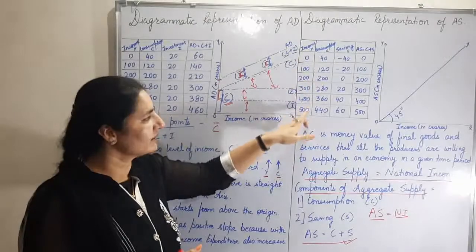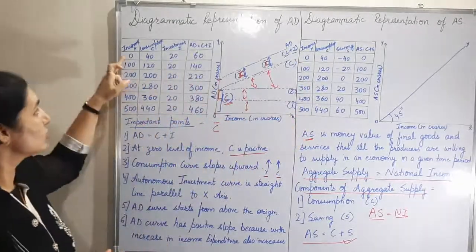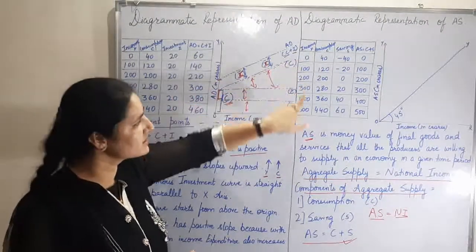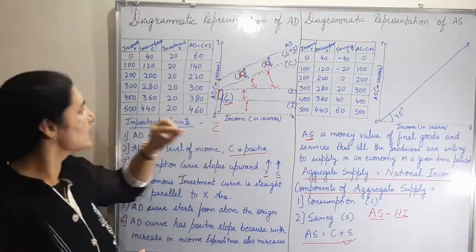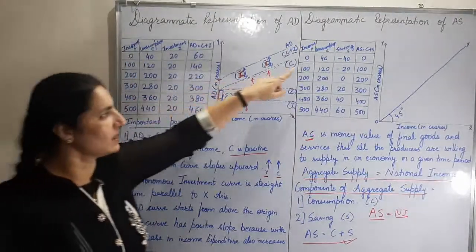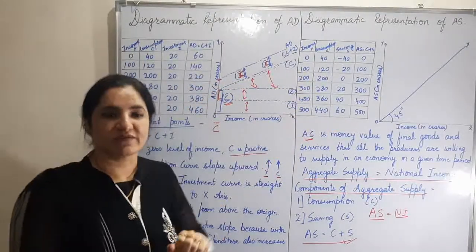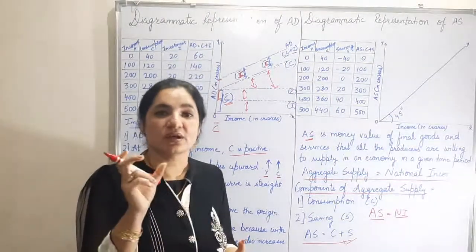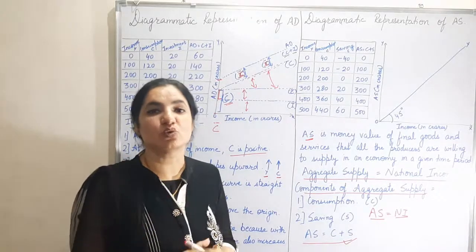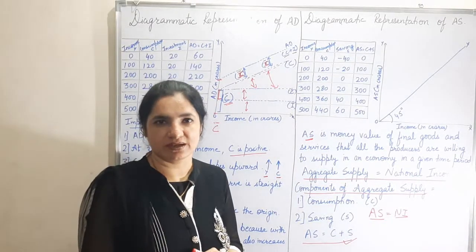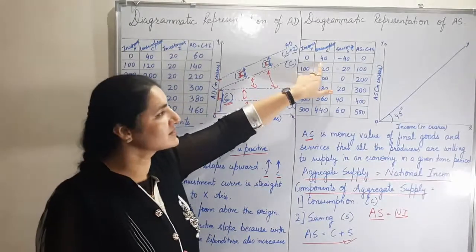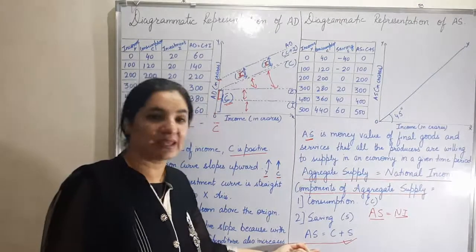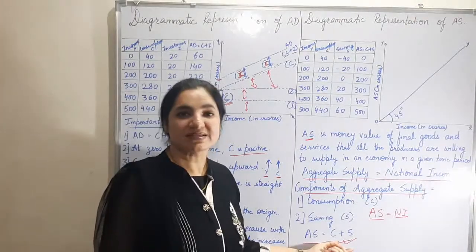The income levels are taken similar. See, here also we have taken income level from 0 to 500. Here also it is 0 to 500. Consumption is also taken the same, so that we can arrive at saving. Now how are both concerned? What I said is consumption and saving, these are the two components of national income. So whatever a person is consuming, the leftover he will save. This is the reason I said AS is equal to C plus S.